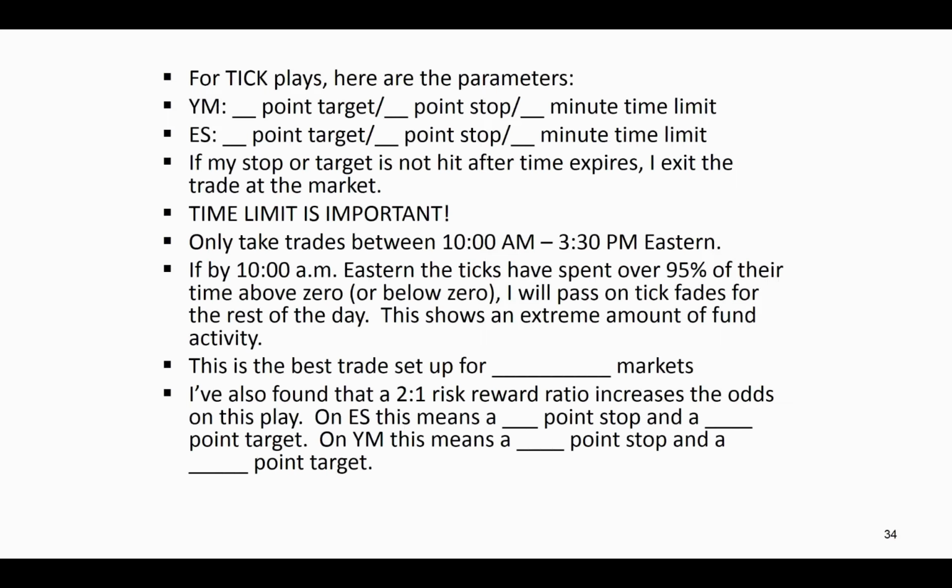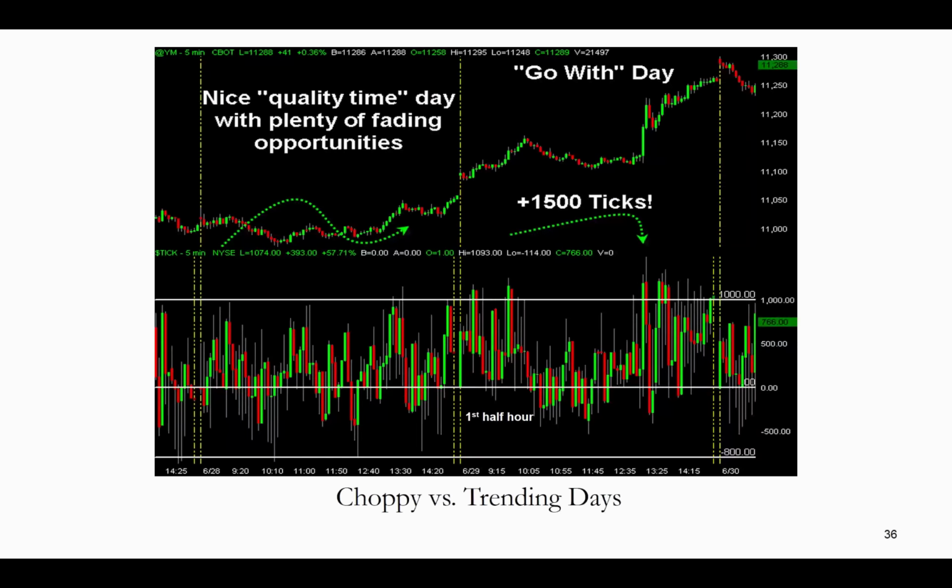And you'll see here on something like this, you have a nice quality-time day with plenty of fading opportunities. Again, in the first 30 minutes of the day, you can see the ticks were spending time above and below zero, so any extreme tick readings were a fading opportunity. Versus the first half hour of the day being very, very positive, then you're just going to focus essentially on buying breakouts and buying the dips. Again, a 6-point stop on the S&Ps.